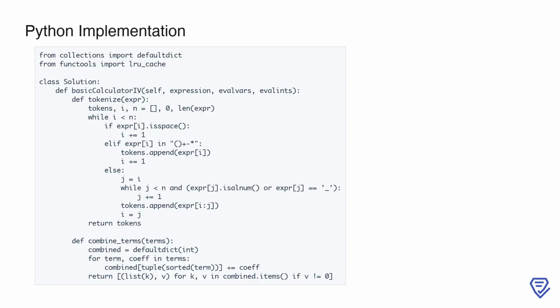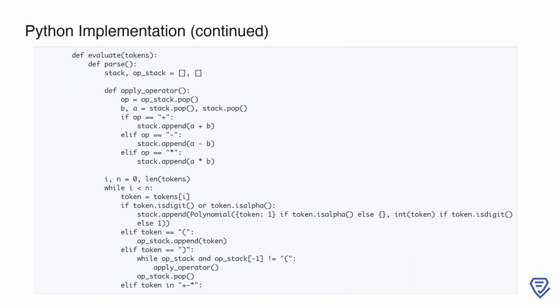Inside, the tokenize function is defined to break the input expression into a list of tokens. It iterates through the expression character by character, identifying operators like plus, dash, and asterisk, as well as multi-character tokens such as variable names or numbers. These tokens are appended to a list, which is returned at the end. Additionally, the combine_terms function is written to simplify polynomials by grouping like terms. It uses a defaultdict to aggregate coefficients of terms with the same variables, ensuring that only non-zero terms are included in the final output. The evaluate function is introduced here to process the tokenized expression and compute its result.